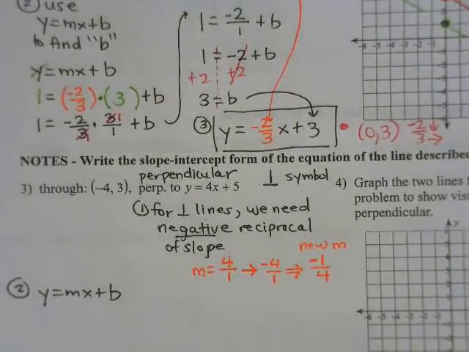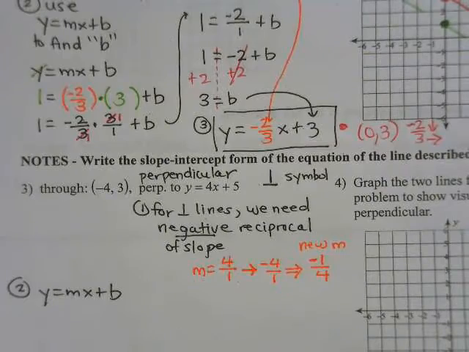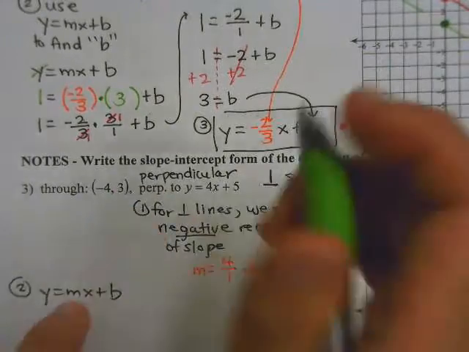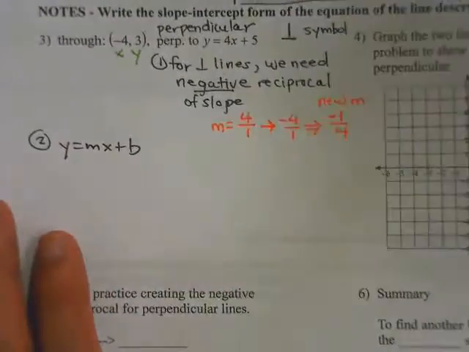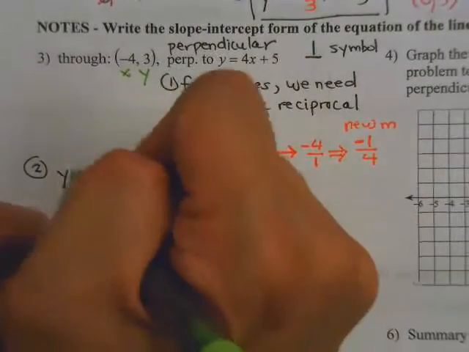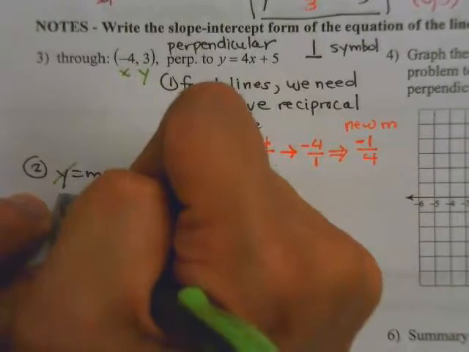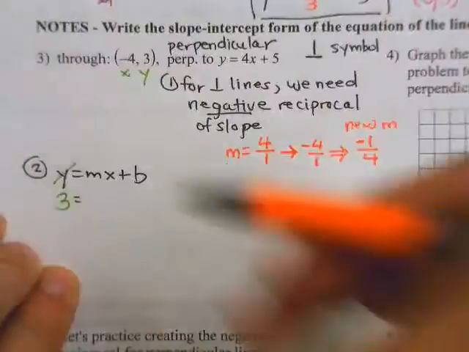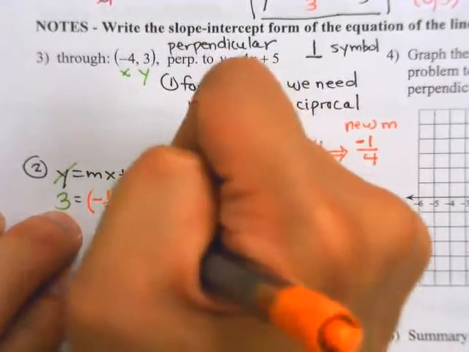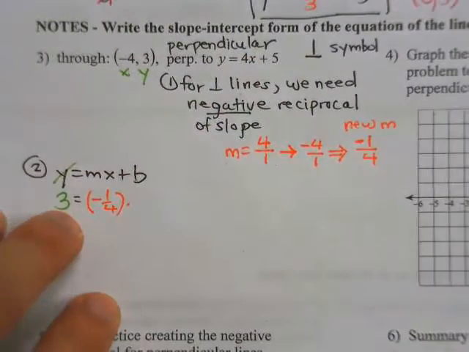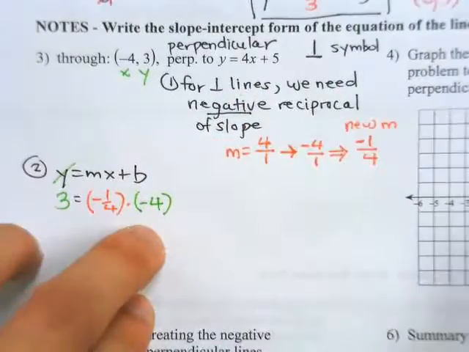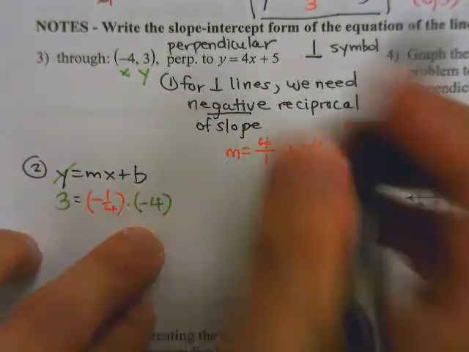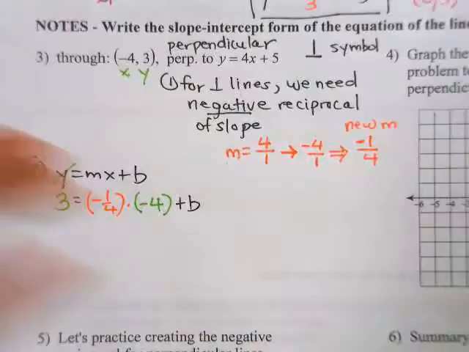Students, where are our x and y values? Where is it at? The coordinates. This is your x and this is your y. You tell me what to write on this next line. Ready, go. 3 equals negative 1 over 4 times negative 4 plus b.